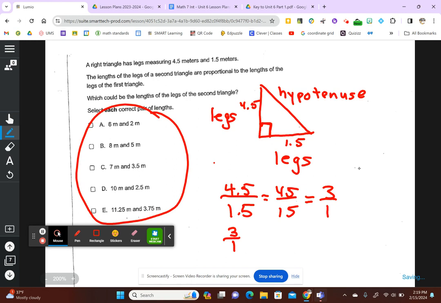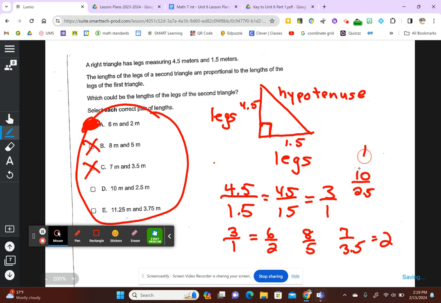So A is 6 over 2, which is 3 to 1. So we're going to say A is an option. B is 8 to 5. Well, 8 to 5 is not 3, so B is not an option. 7 over 3.5 equals 2, so C is not an option. 10 over 2.5 is the same as 100 over 25, which is 4, so D is not an option.